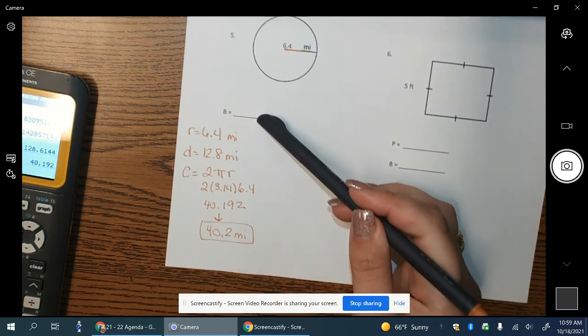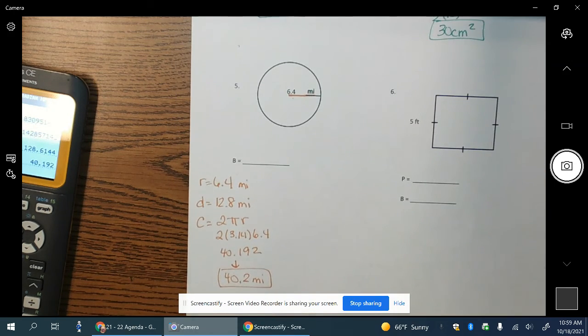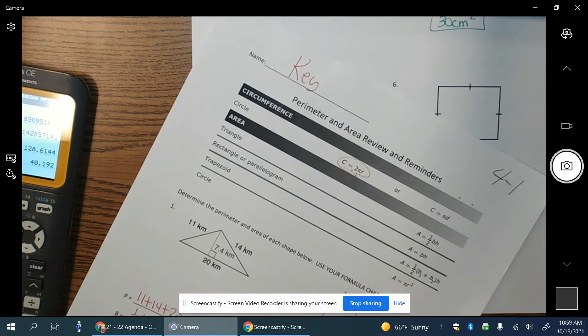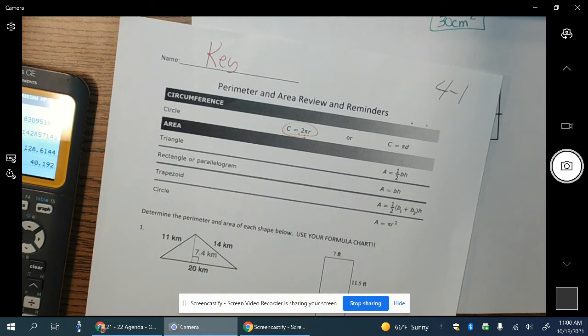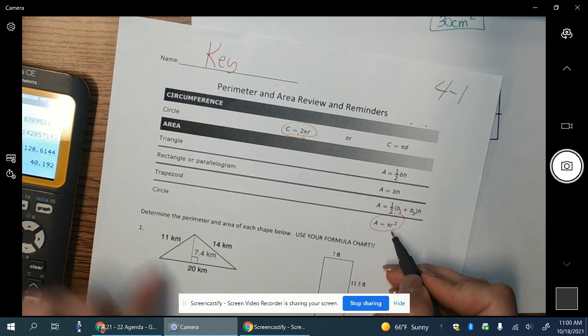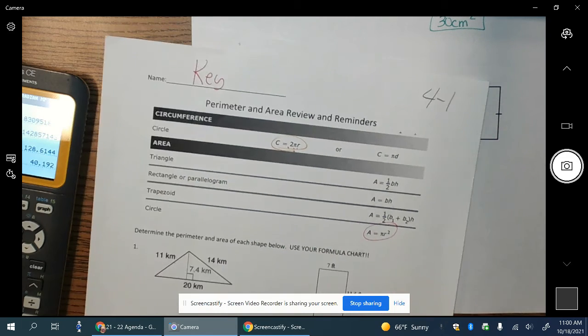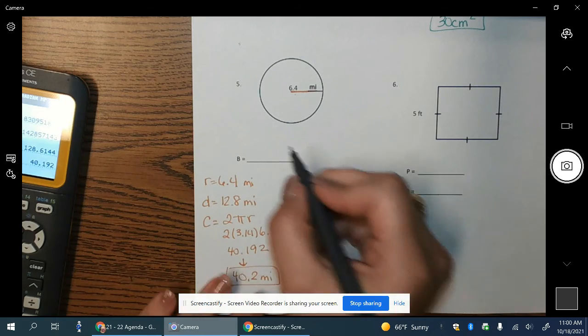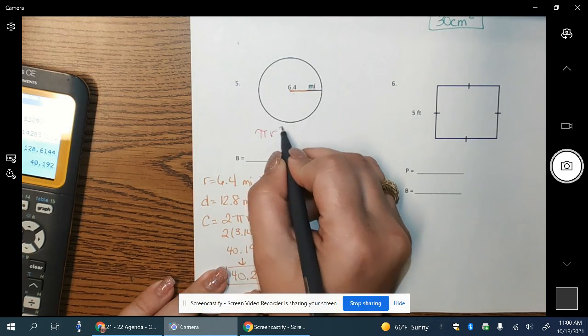Okay, now big B means the area of the base, which is a circle. What's our formula for area of a circle? You don't have to have it memorized, but you do need to use your formula chart. Pi r squared. Make sure you're looking under area. Pi r squared.